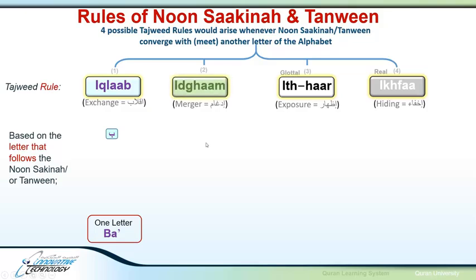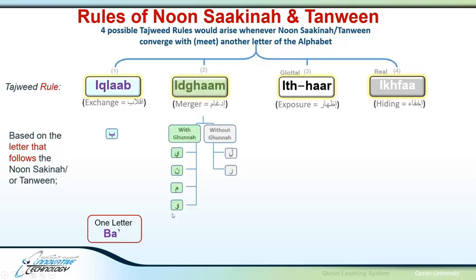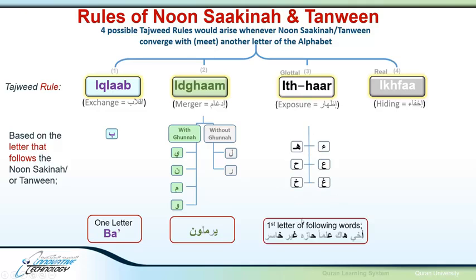And in case of Idghaam, there would be either those letters in green or the letters in gray. And we said if we have the Ya, Nun, Mim, and Waw, it will be an Idghaam with Ghunnah. And it is mentioned in the green letters of the word Yarmalun. While in the case of Lam and Ra, it would be Idghaam without Ghunnah, which in turn is represented by the gray letters of the same word Yarmalun. Then we talked about Idhar, saying that it has six letters.